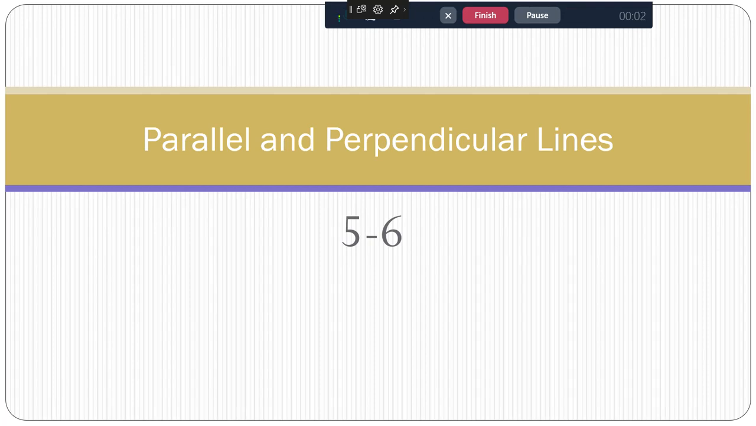Parallel and perpendicular lines. In our previous unit, we talked about parallel lines, and we identified that the slopes are the same when we have parallel lines. Now we are going to be writing lines that are parallel and perpendicular.